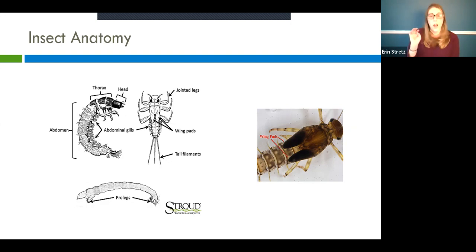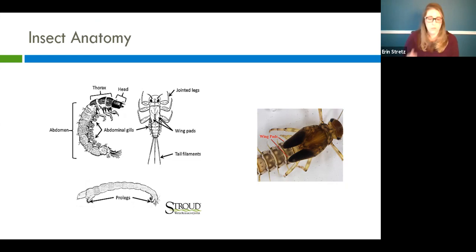Mayflies tend to have three tails. You'll see in this image, we've got a three-tailed mayfly. We can also have mayflies that have two tails. Stoneflies only ever have two tails. So the tails are another thing that we can use to try to find out what our organism is.